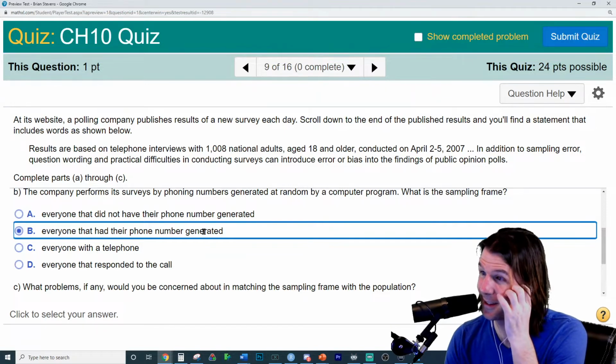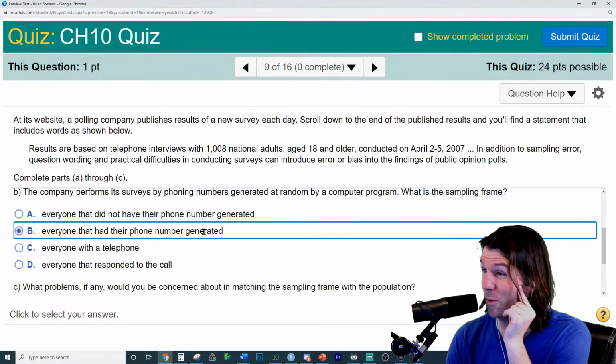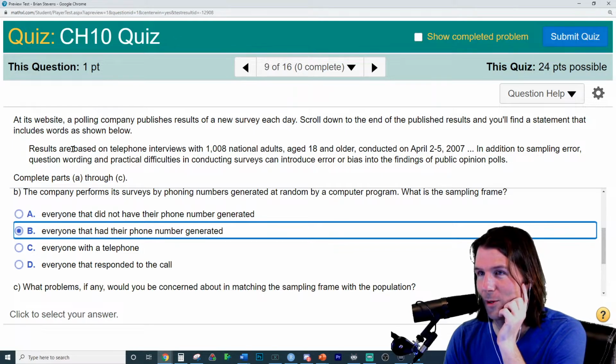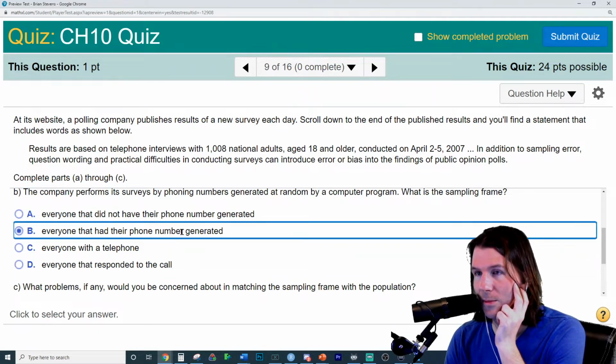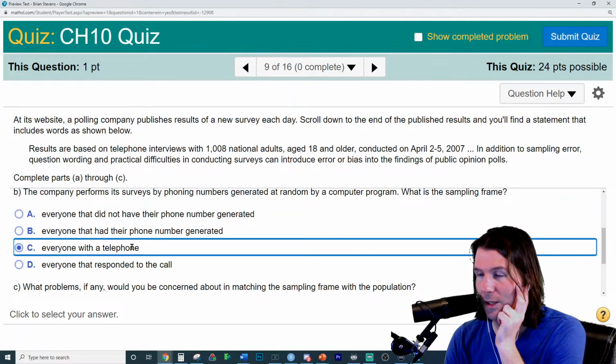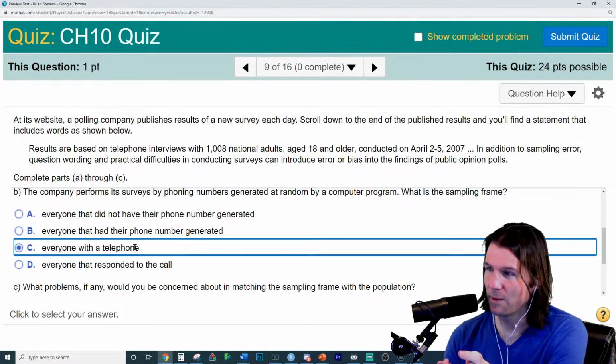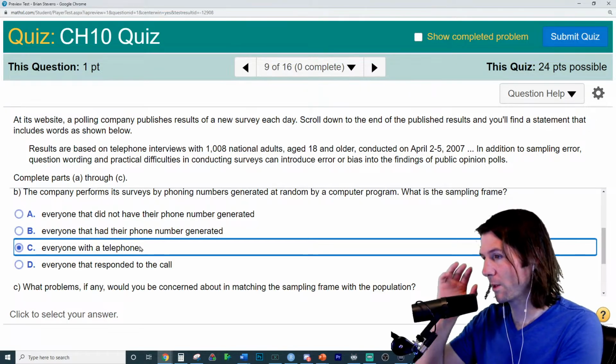I think so. It's a little tricky. It's like, well, they want to understand everyone, or they want to understand adults. I wish it just said they want to understand adults, everyone 18 or older. Everyone that responded is going to be their sample. Everyone who had their phone number generated is everyone they could have attempted to contact. It's everyone with a telephone. But what do you mean, everyone with a telephone? If you have a telephone, you have a telephone number.